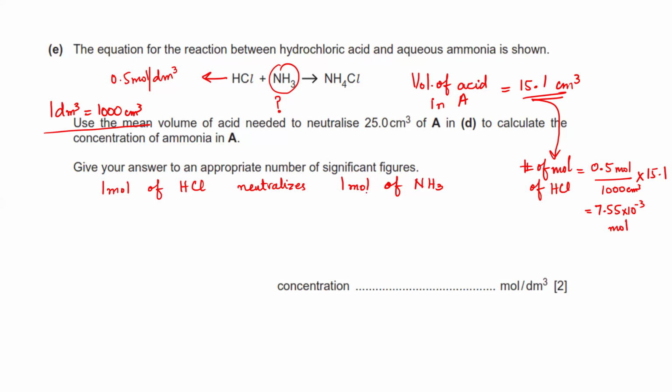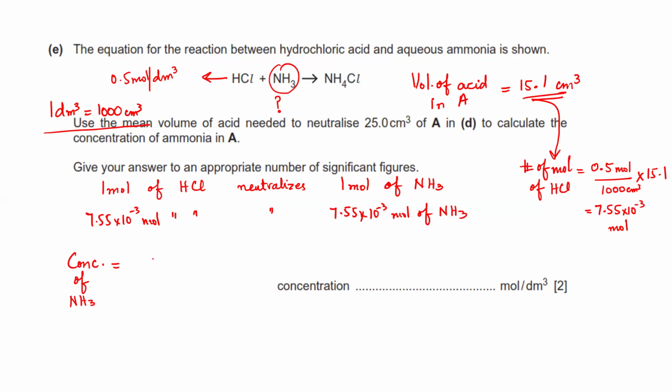So 1 mole of HCl gives 1 mole of ammonia. So 7.55 into 10 to power minus 3 moles of HCl will neutralize 7.55 into 10 to power minus 3 moles of ammonia. This is way too simple. And now we have to find the concentration. So the concentration of ammonia.